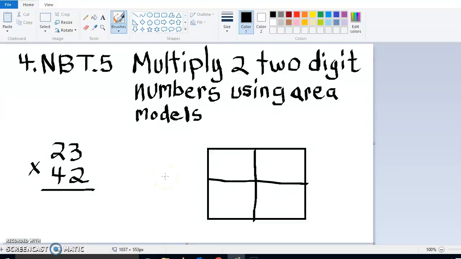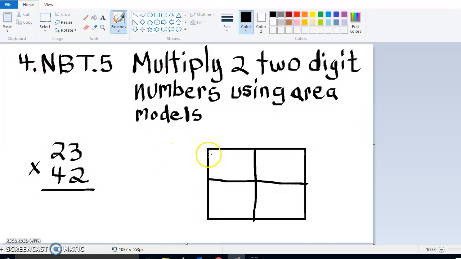Hello, today I will be showing you how to multiply two two-digit numbers using area models. We could use a standard algorithm to multiply two two-digit numbers. However, decomposing the numbers into tens and ones and drawing models to visualize what we're doing in the process of the standard algorithm might help us to get a deeper understanding of the concept, and it helps us to avoid errors when we are carrying during the standard algorithm, when we carry the tens place numbers over.